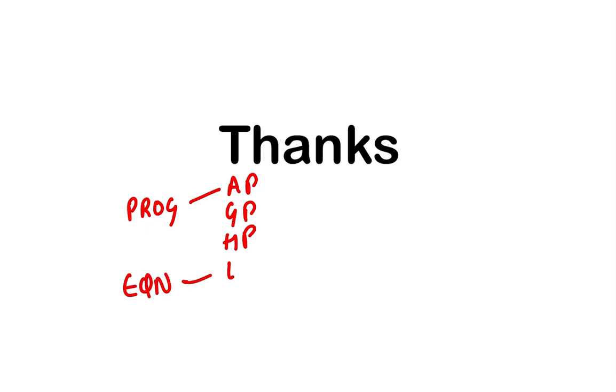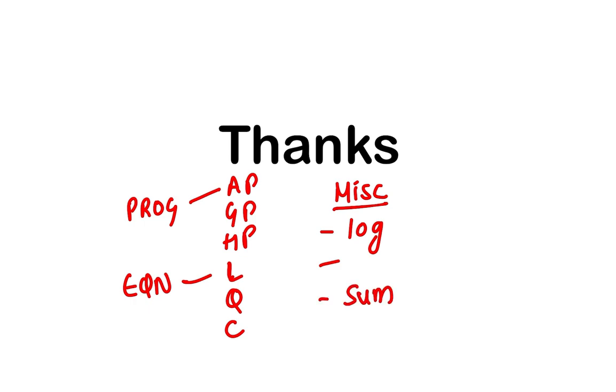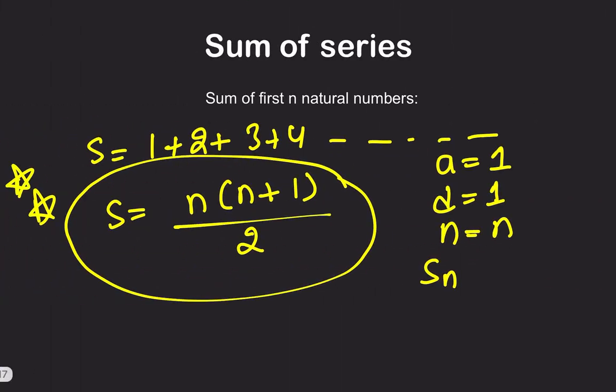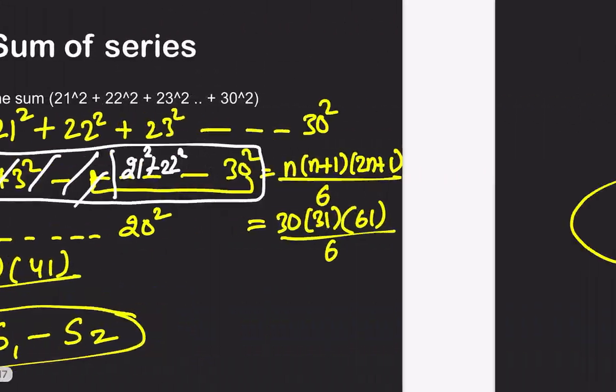So today we have had a quick revision of algebra. We have already done progressions: arithmetic progression, geometric progression and harmonic progression. Then we did equations: linear, quadratic and cubic. Today we have learned 3 miscellaneous topics. That is logarithm. The second topic was, even I got confused, set theory. Yes, set theory. And the third topic was sum of series.